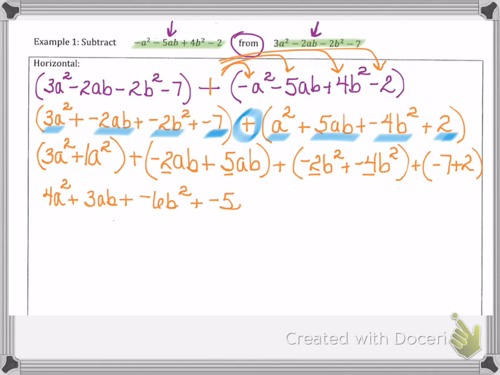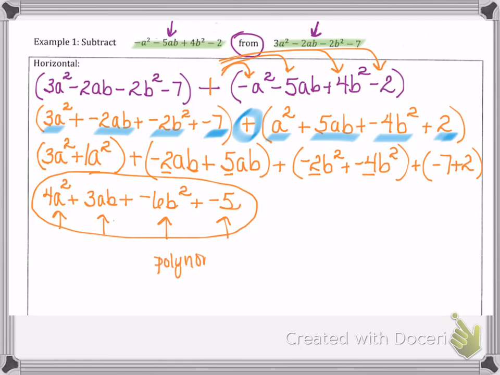You'll notice that none of these remaining terms are like terms, so this is my final polynomial, and it's got 1, 2, 3, 4 terms. So this would be called a polynomial, and it has a degree of, this has 1, this has 1, so this would have a degree of 2, 2, 2, 0, so the highest power would be 2.